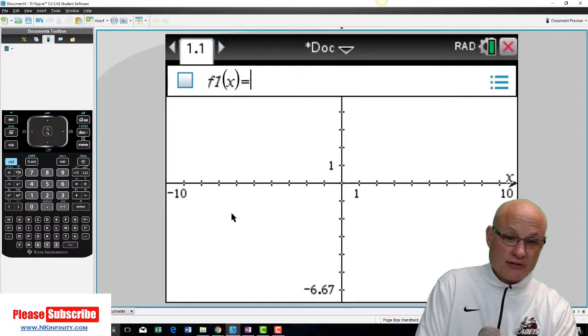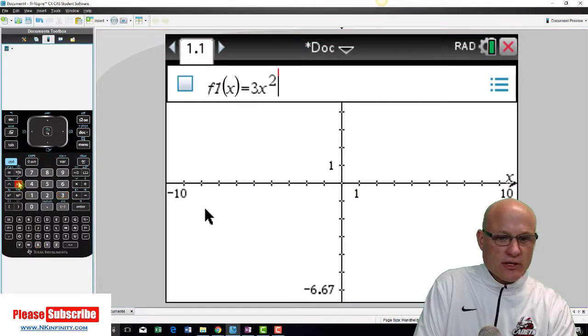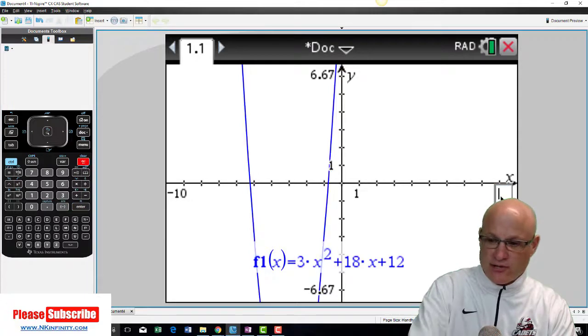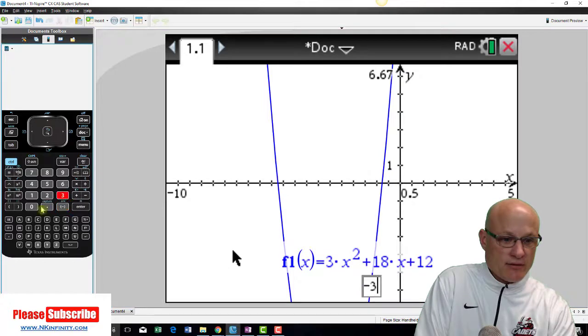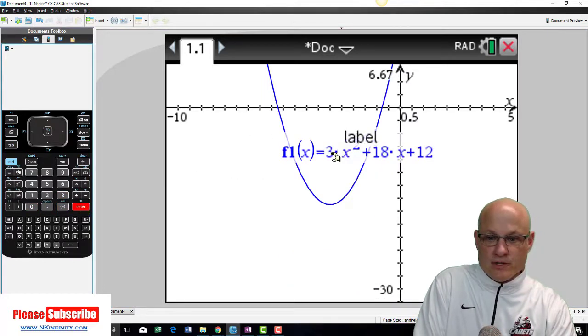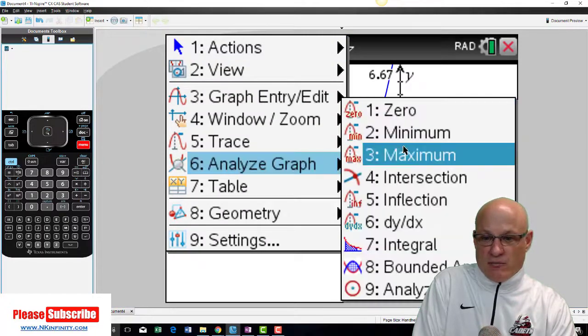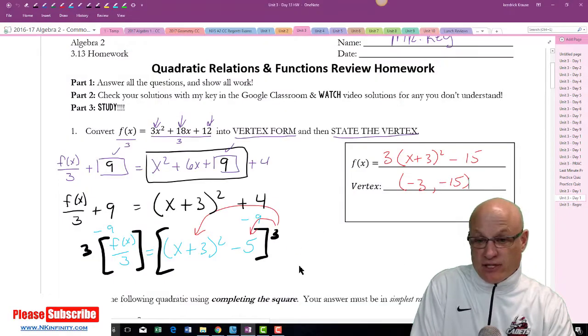Because, you know, that's just crazy. So 3x squared plus 18x plus 12. I could have made a mistake. Can't see it, so that's all good. This is probably too much. Let's change that to 5. And let's change this to, I don't know, negative 20, negative 30. How about negative 30? Oh, that's good. So let's find out what that vertex is. Menu, analyze graph, minimum, shabam, negative 3, negative 15. Looks like I got it right.